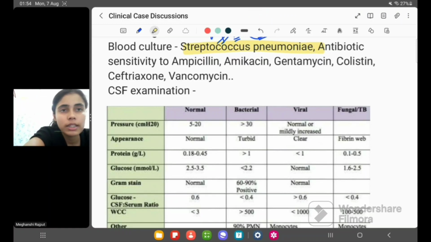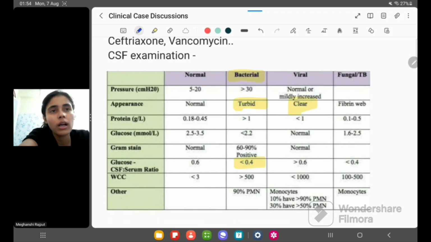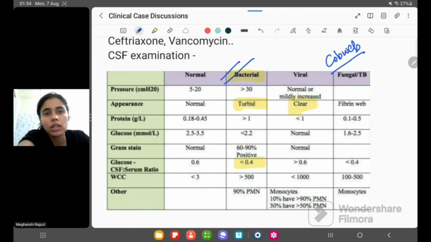The CSF examination reveals a bacterial meningitis with reduced glucose. It is turbid, whereas in cases of viral it is clear, and in cases of TB we see a cobweb formation. So this is a picture of bacterial meningitis.